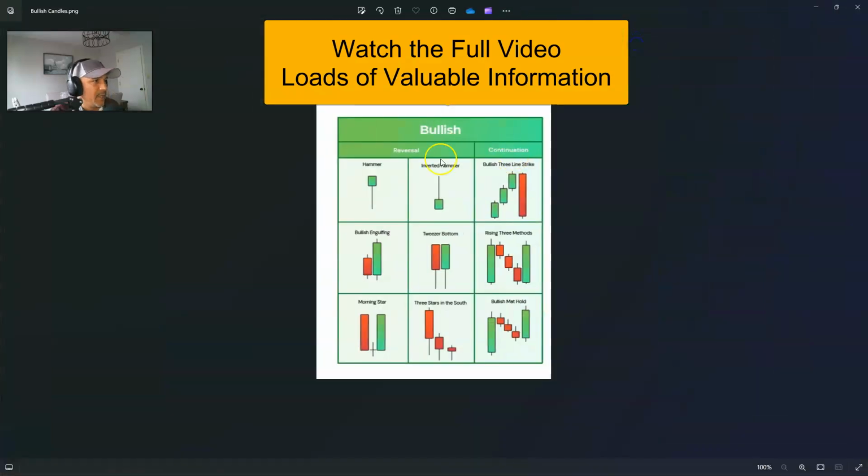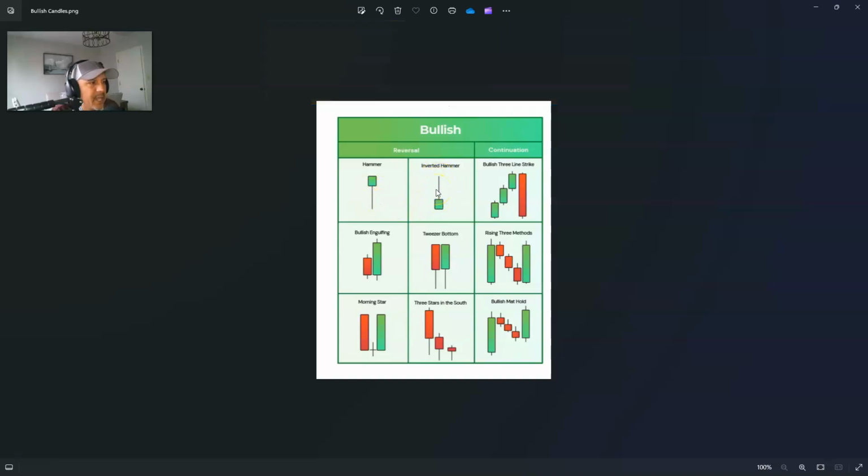So look here. These are examples of bullish candles. Of course, you should know this: the hammer candle, the wick below, the inverted hammer, the wick at the top end of it, and a lot of people.